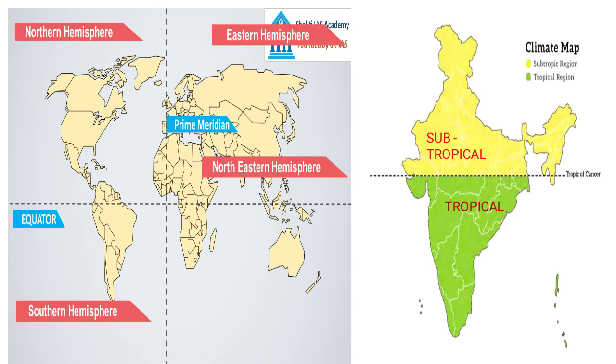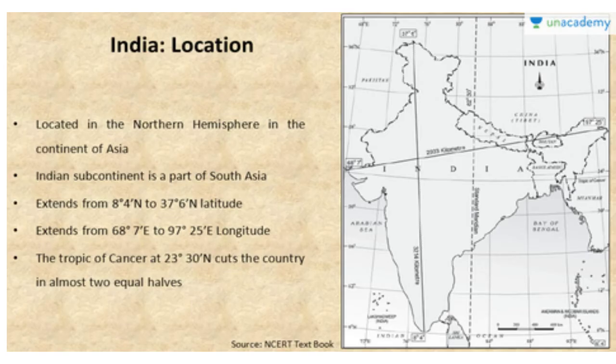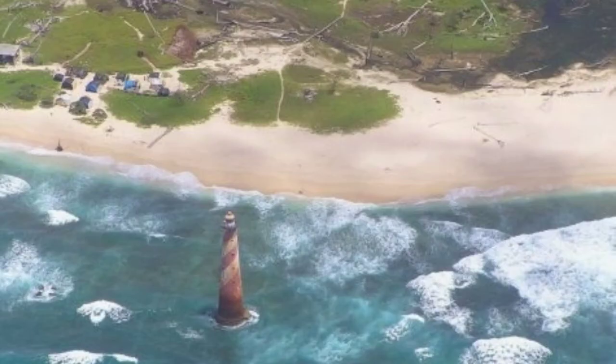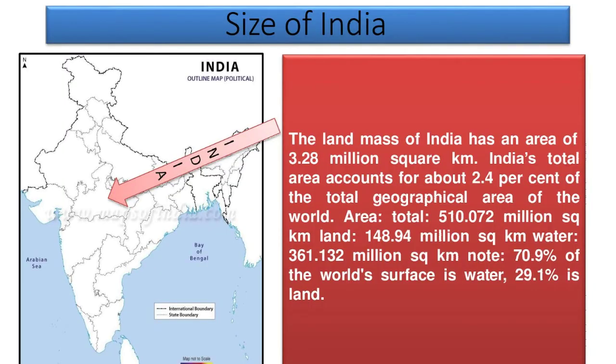In the southeast and southwest we have the Andaman and Nicobar Islands and Lakshadweep, in the Bay of Bengal and the Arabian Sea respectively. The capital of Andaman and Nicobar Islands is Port Blair, and the Lakshadweep capital is Kavaratti. The southernmost point of the Indian Union, Indira Point, got submerged under the sea water in 2004 during the tsunami. So, coming to the size, the land mass of India has an area of 3.28 million square kilometers.